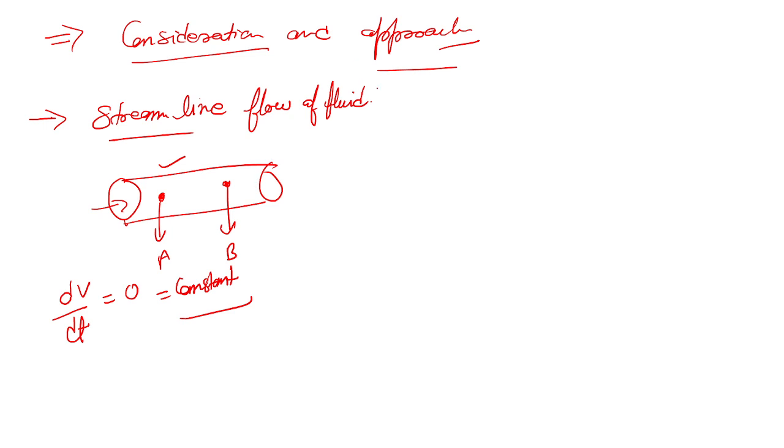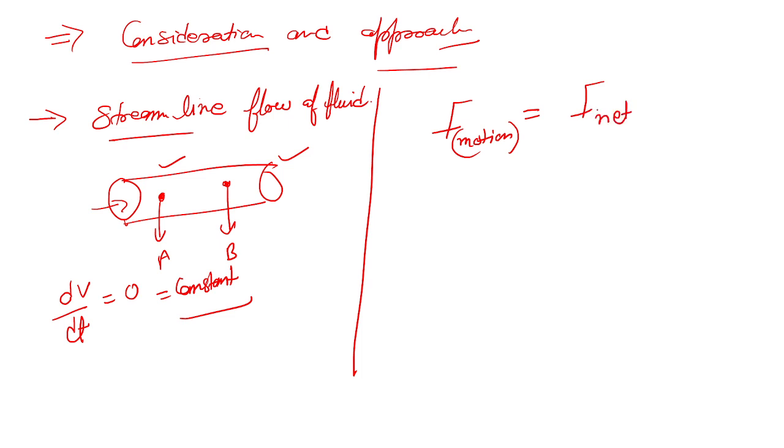Now what is the approach that we are going to apply here? The approach is very simple. We will calculate the force because of the motion of the fluid inside that particular small piece of the tube, and that will be equal to the net force acting on the fluid, or we can say on the small piece of pipe, because of the motion of the fluid. So what does this motion mean? Let's say this is your pipe.